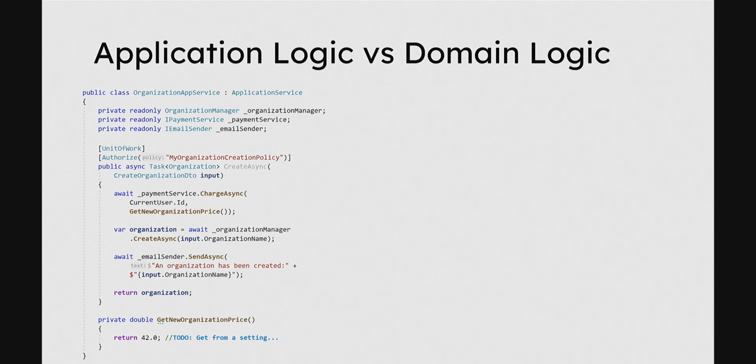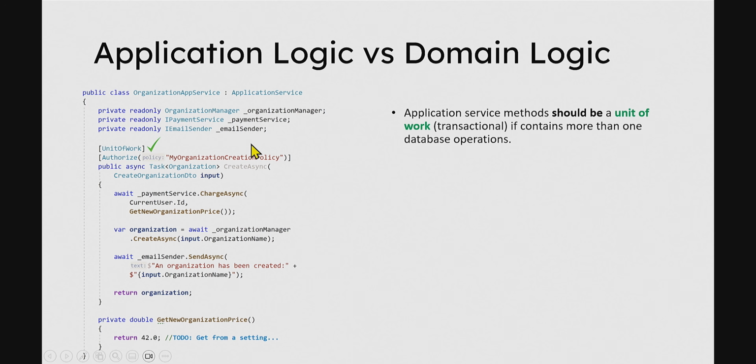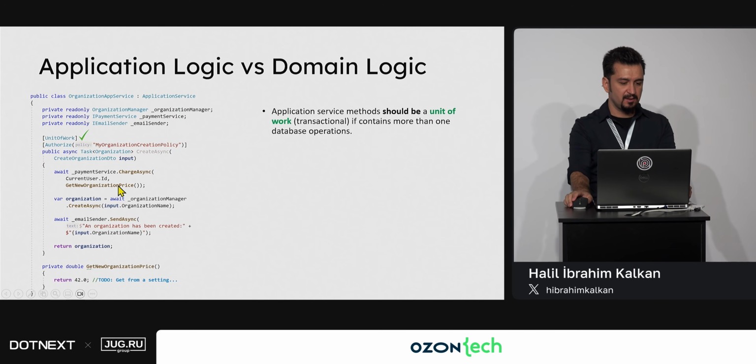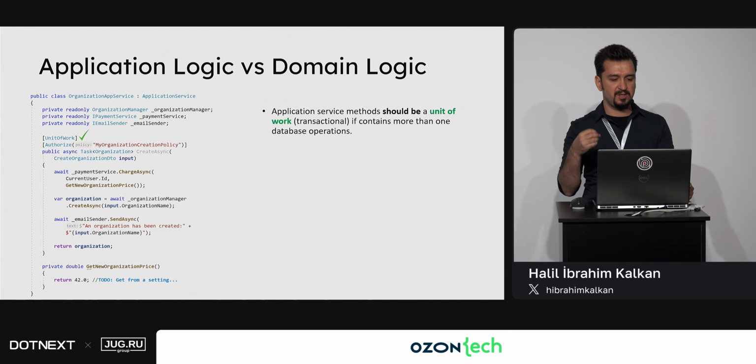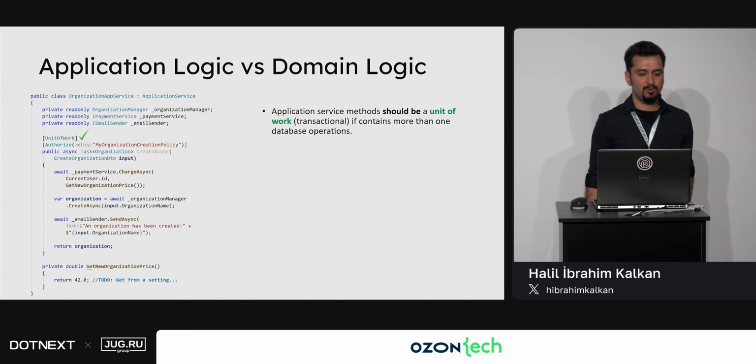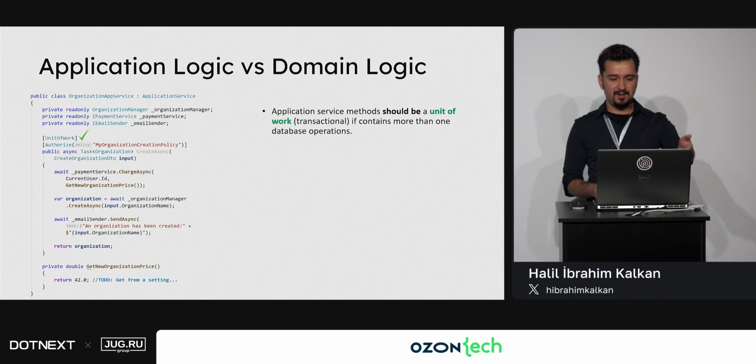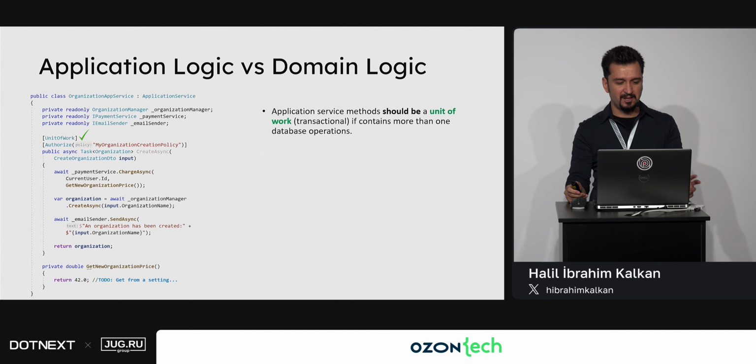Okay, this is an application service that uses the same organization manager we created in the previous slide. An application service should be a unit of work. That means every use case should be transactional. If you are making changes on more than one entity, they should be saved as an atomic unit. This is a very important rule. If your database technology doesn't support it, that is another story, but I assume you are using some kind of transactional database.